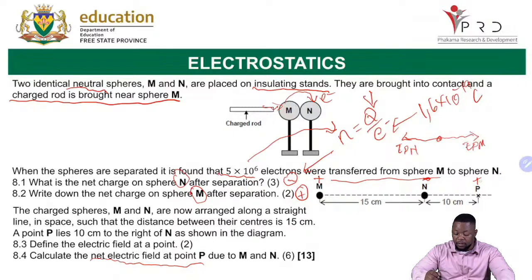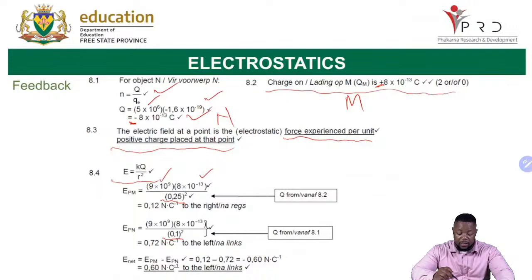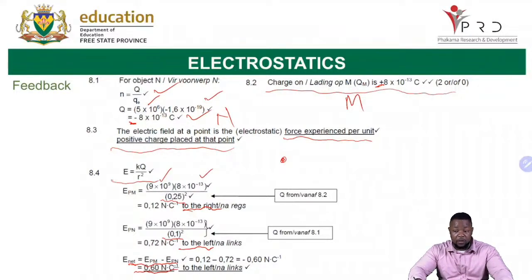The positive and the negative, they attract. We are looking at the direction of P. So P goes towards N because they are attracting each other, and P goes away from M because they are repelling each other. So with those directions, we see the one is going to the right and the other one is going to the left. And because they're going in opposite directions, to get the net electric field now, we have to subtract them. We subtract their electric field, and then with the direction that is chosen, we are able to see that the answer is 0.60 Newton per Coulomb.